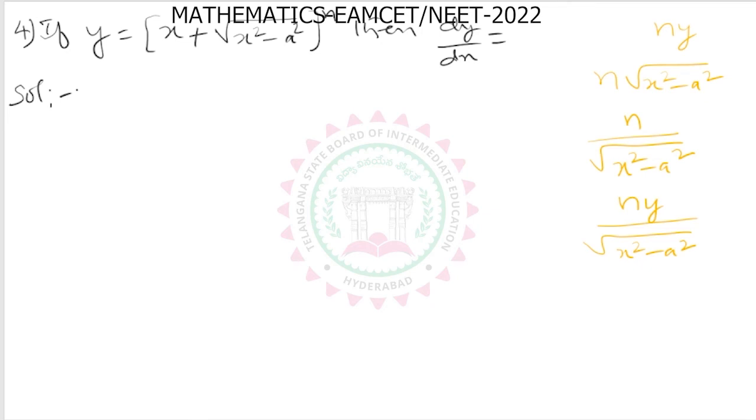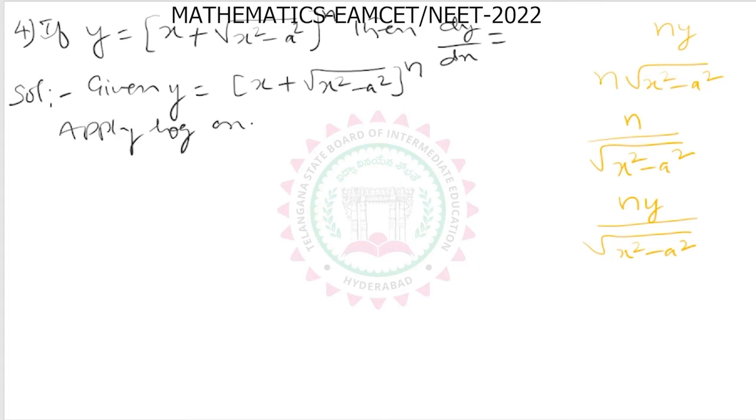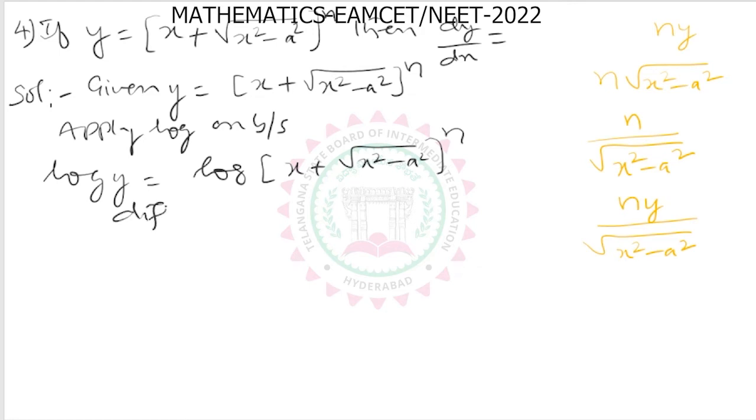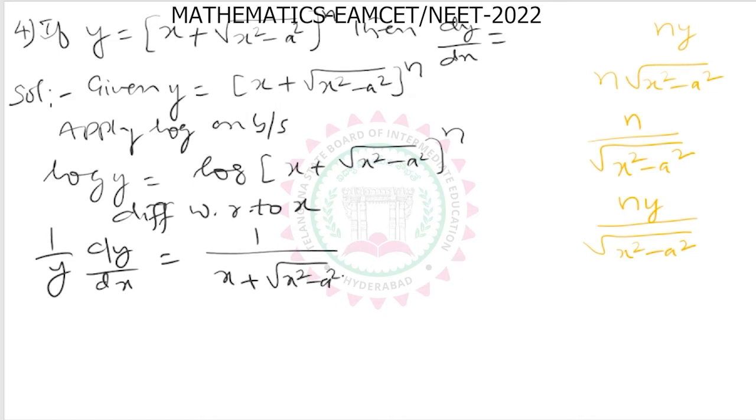y is equal to x plus root of x square minus a square whole power of n, right? So given y is equal to x plus root of x square minus a square whole power of n. If I apply log on both sides, what happened? Apply log on both sides. So log y is equal to log of x plus root of x square minus a square whole power of n. Now differentiating with respect to x, derivative of log y is 1 by y into dy by dx is equal to derivative of log of something is 1 by that something, that is 1 by x plus root of x square minus a square whole power of n.